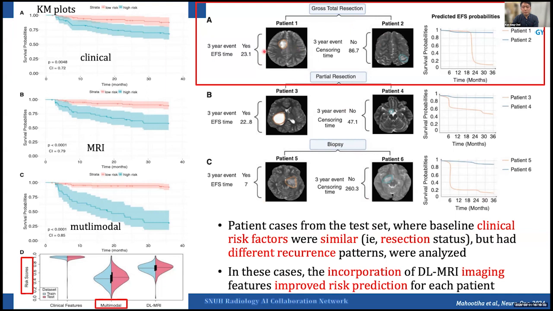For example, the first cases were both with GTR, and in patient 1, the predicted survival probability showed a decrease after 23 months, which showed recurrence in 3 years. However, in patient 2, there was no recurrence in 3 years. The survival probability stays the same as time progresses. Finally, the incorporation of imaging features improved risk prediction.